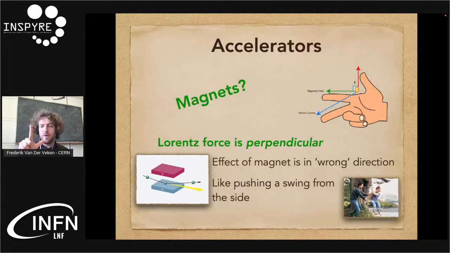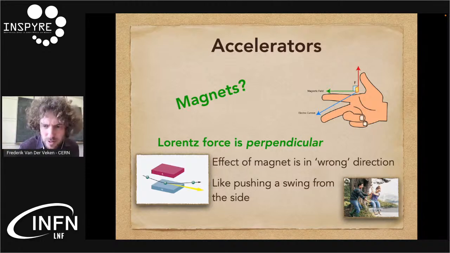However, that's not really helping us, right? Because we want particles to accelerate. We want it to be pushing in the direction of movement. But now we're pushing to the left, and while the particle will be turning, this effect also turns. So it never accelerates. It just is going to make circles. So as I wrote, it's the wrong direction.